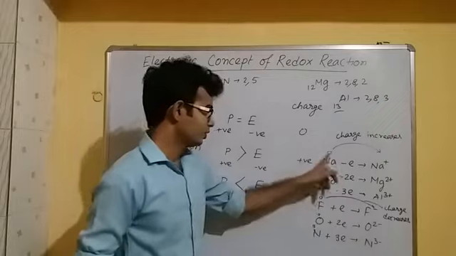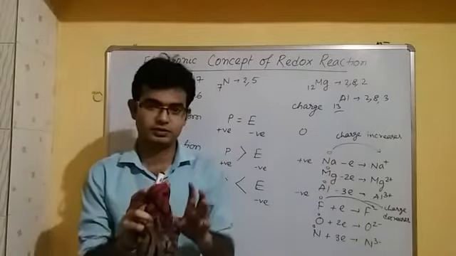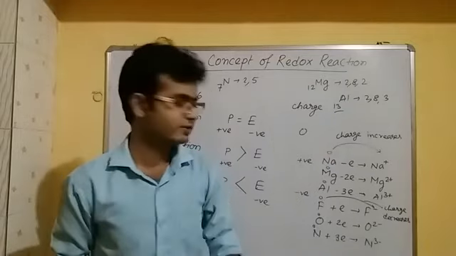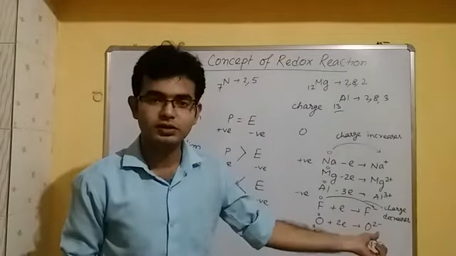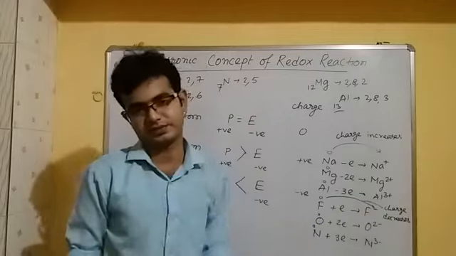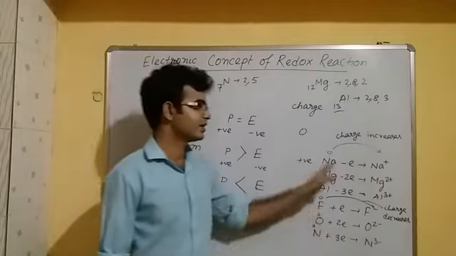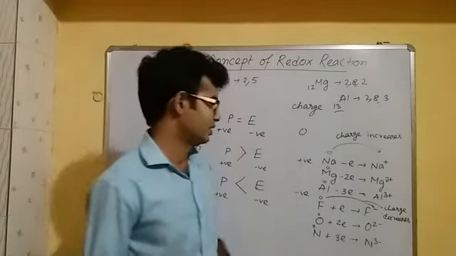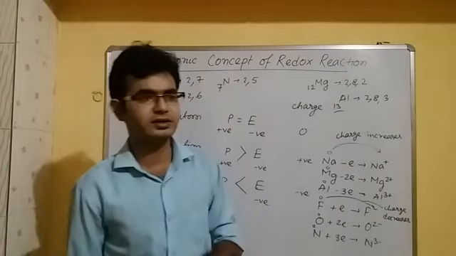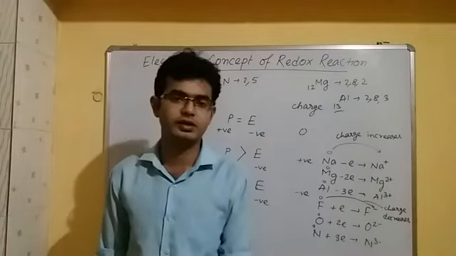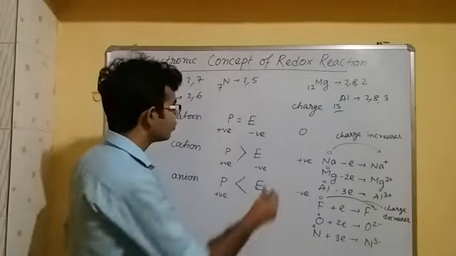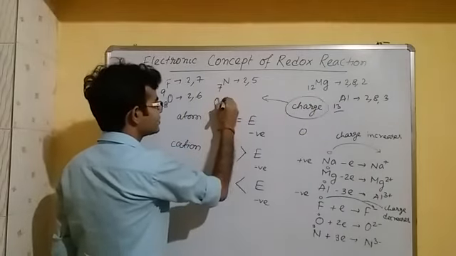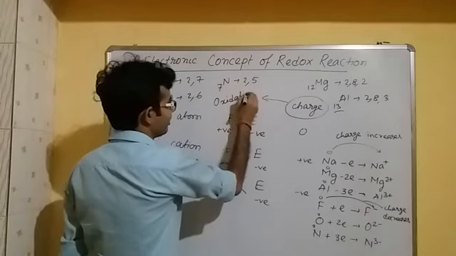So it is much clearer now. When an atom loses an electron, its charge increases. When an atom gains an electron, its charge decreases. As the atom does not contain any charge, we cannot say the charge increases or decreases. So it is better to say that its oxidation number increases. Instead of charge, we'll use this word, oxidation number.